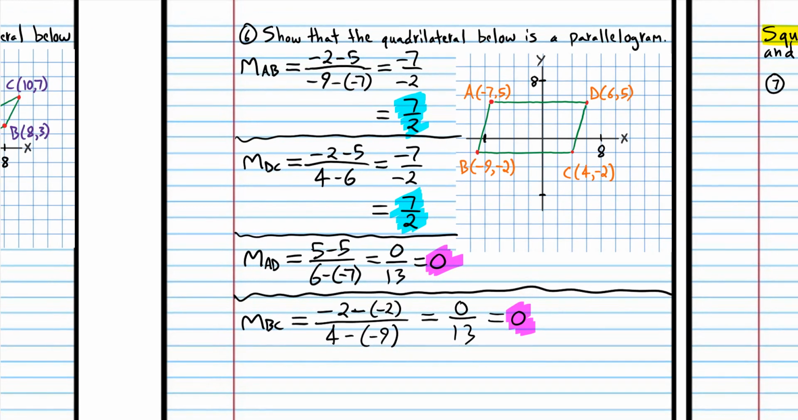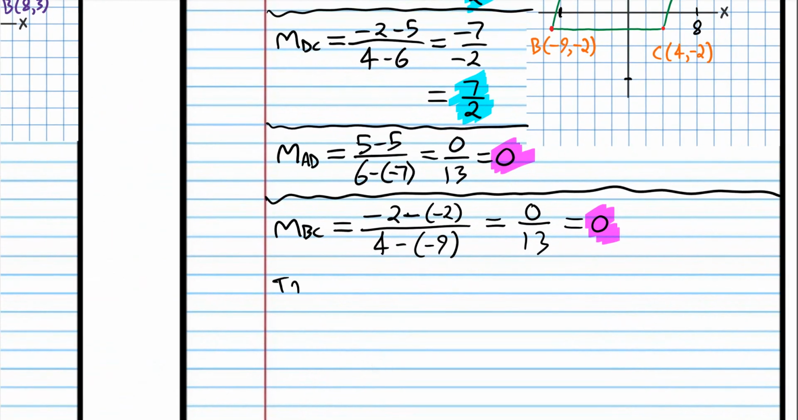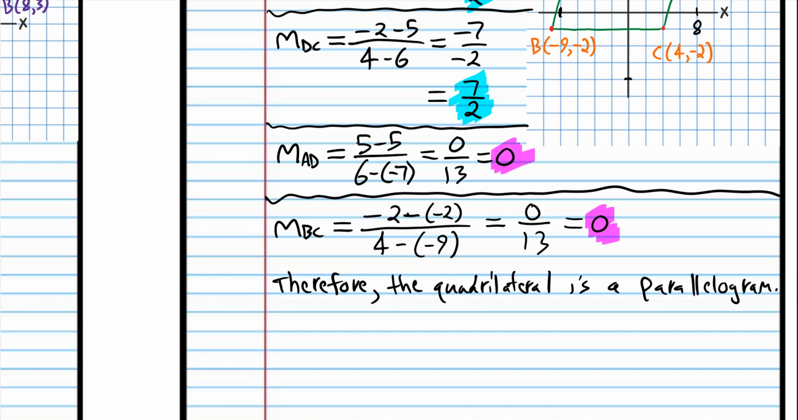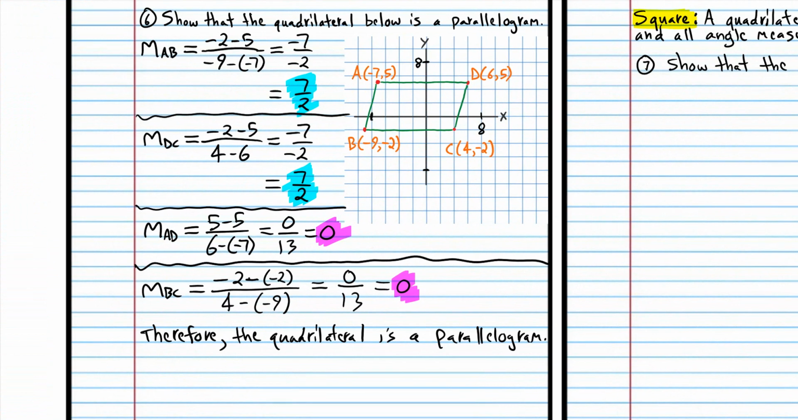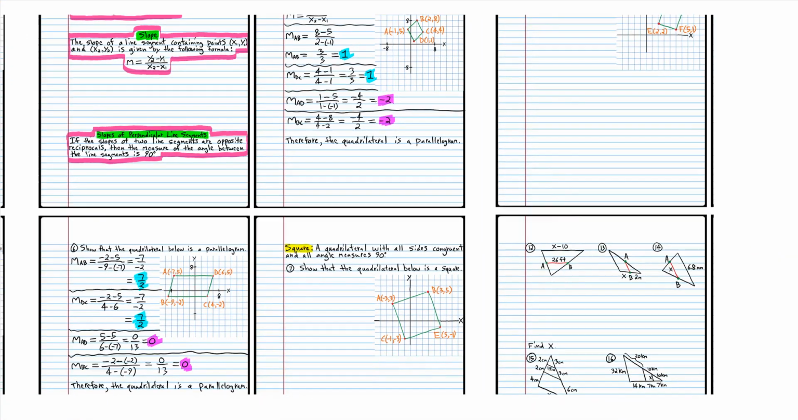So we have two pairs of sides that are parallel. We have one pair here, and we have one pair here, and that proves that the quadrilateral, therefore the quadrilateral is a parallelogram. So if you got that answer, good job. All right, on to number 7.